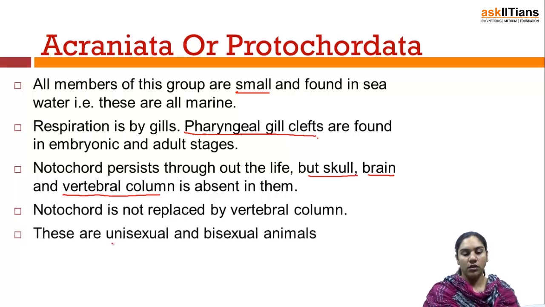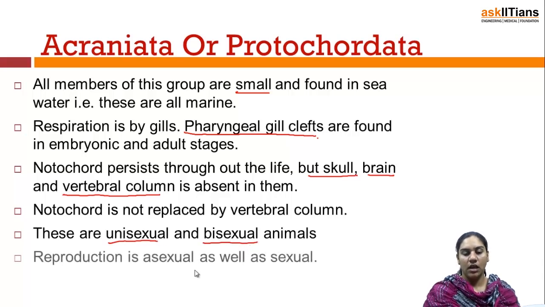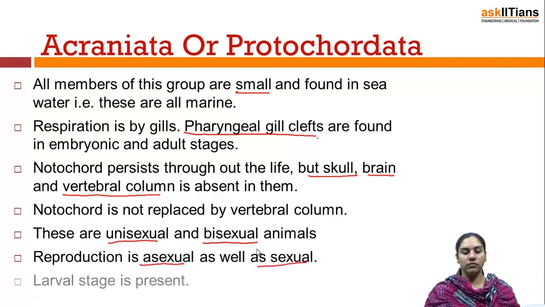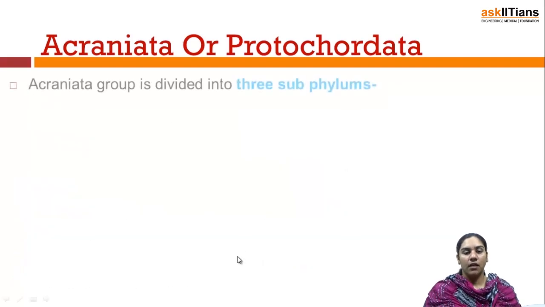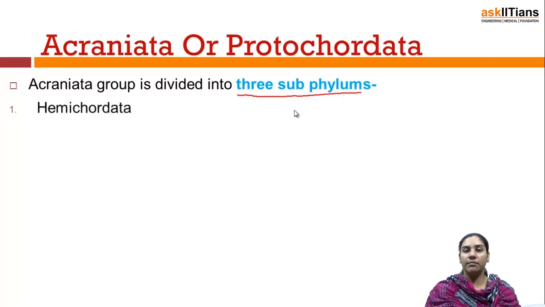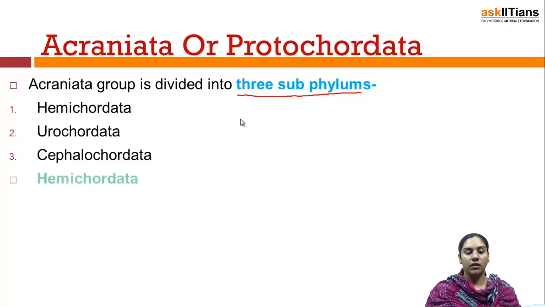These are both unisexual and bisexual animals, and reproduction is asexual as well as sexual. Larval stage is present in these animals. The group Acraniata or the Protochordata is divided into three subphylums: the subphylum Hemichordata, the subphylum Urochordata and the subphylum Cephalochordata.